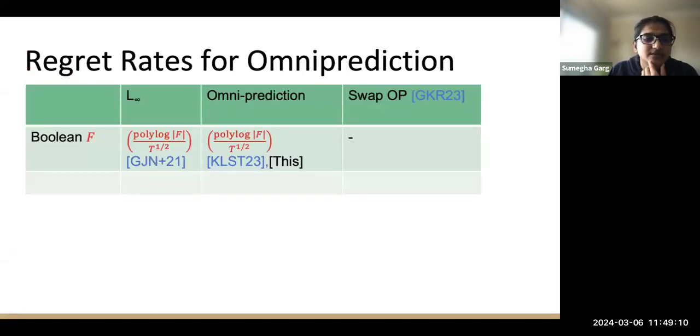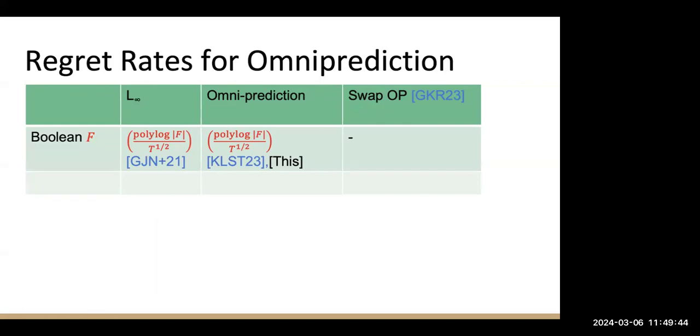In all, for Boolean hypothesis classes, the previous work of Gupta et al. gave 1 by square root T error rate for L infinity multi-calibration, which gave a 1 by T to the 1/4 regret rate for omni prediction. But for Boolean hypothesis classes we can get a better rate of 1 by square root T using this characterization by Kleinberg et al.